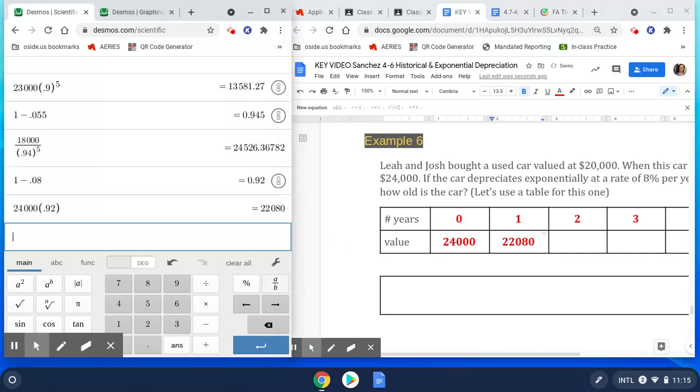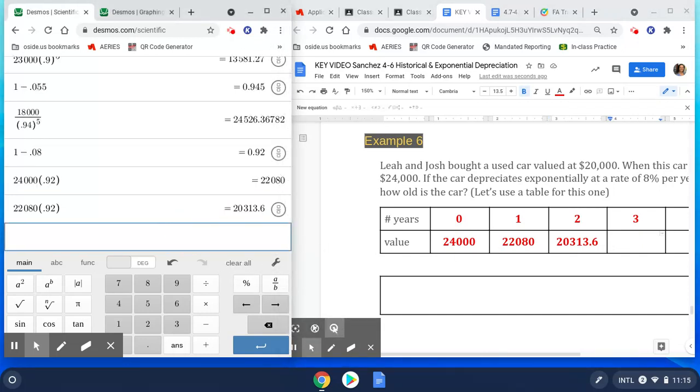Now I'm going to take that number and repeatedly multiply it by the 0.92 until we hit 20,000. Okay, not quite 20,000, so let's do it one more time. 20,313.6 times 0.92 is 18,688.51.